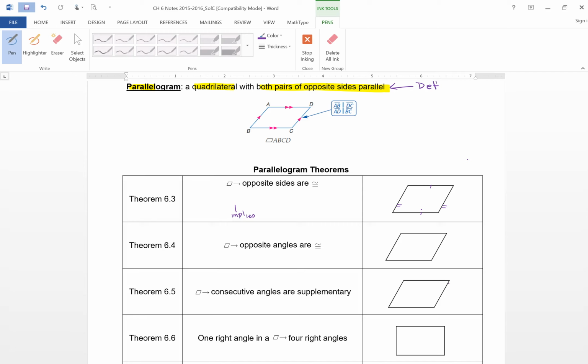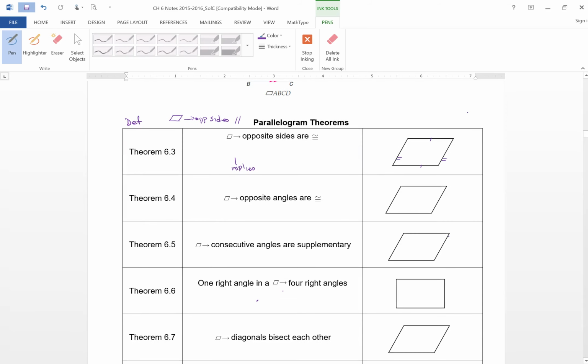Anyways, so the first theorem is when you have a parallelogram, the opposite sides are congruent to each other. What was the definition? The definition said that if you have a parallelogram, then opposite sides are parallel. The next theorem is if you have a parallelogram, the opposite angles are congruent. Okay? You get the idea.